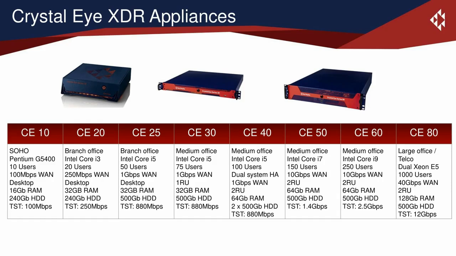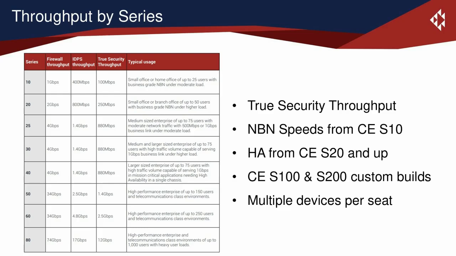Now, we did talk about throughput last time. Here is a quick table showing us throughput by series. So if you've got a particular need where we might need to transfer, I think somebody talked about 1.3 gigabits per second of true security throughput, that's possible with the Series 50, which is capable of 1.4 gigabits per second in true security throughput. So that's the third column there.